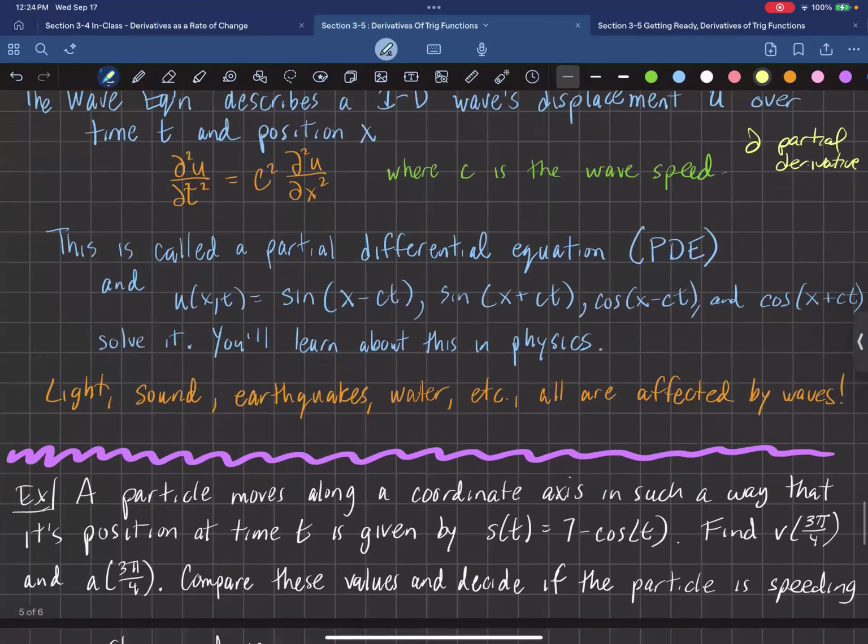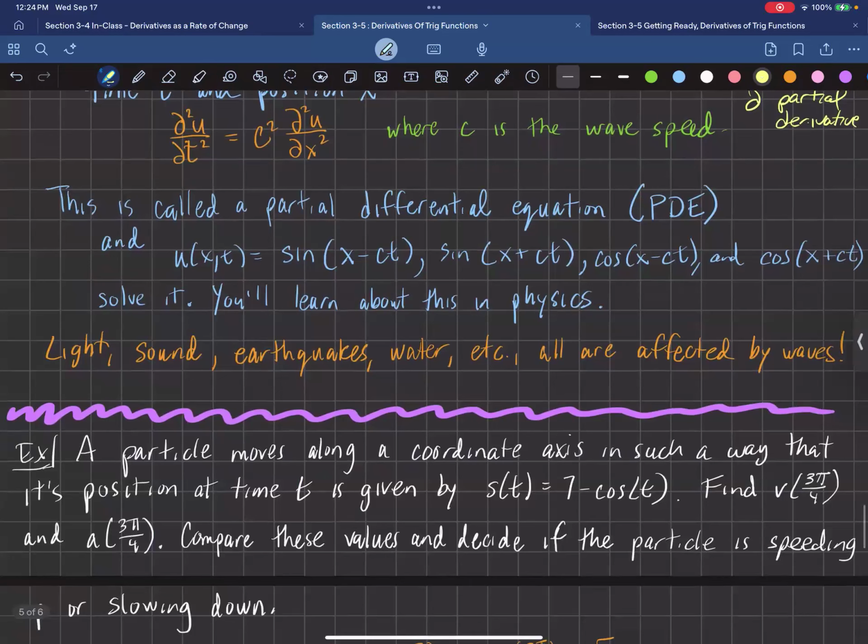Next, we'll do another example. A particle is moving along a coordinate axis in such a way that its position at time t is given by s of t equals 7 minus cosine t. We want to find the velocity and acceleration when time equals 3 pi over 4, and then compare these values and decide if the particle is speeding up or slowing down.